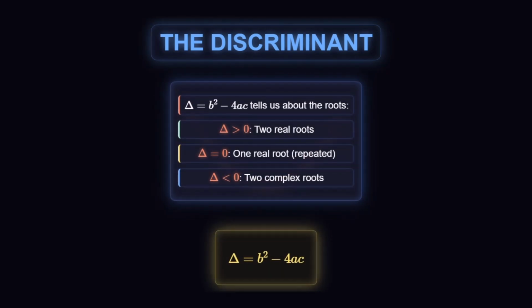The discriminant, b squared minus 4ac, tells us about the nature of the roots. If it's positive, we have two real roots. If it's 0, we have one repeated real root. And if it's negative, we have two complex conjugate roots.